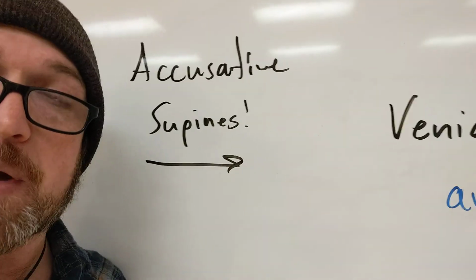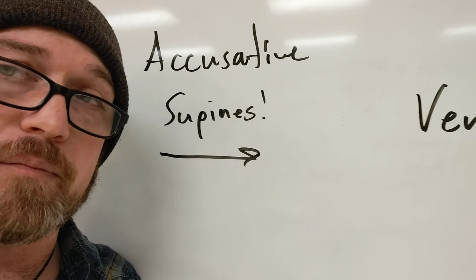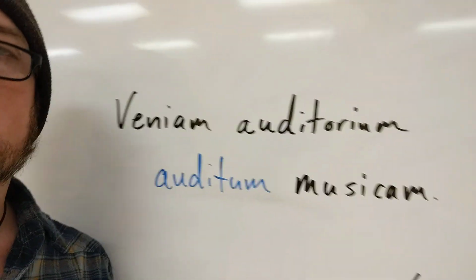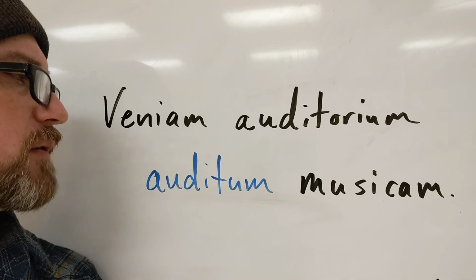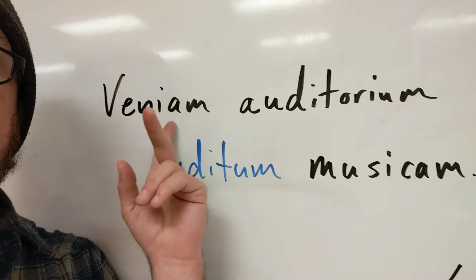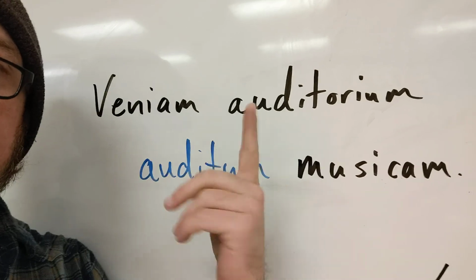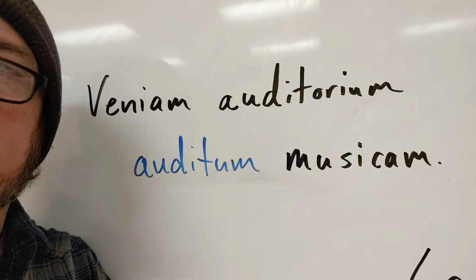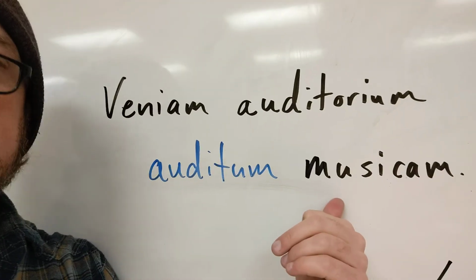The accusative supine is specifically something that works with a verb of motion, okay? So as an example here, it says "veniam auditorium auditum musicam." My verb of motion obviously is veniam. I will come auditorium, to the listening hall, the listening place. That's what an auditorium is. I'm just going to call it a concert hall. I will come to the concert hall to hear music.